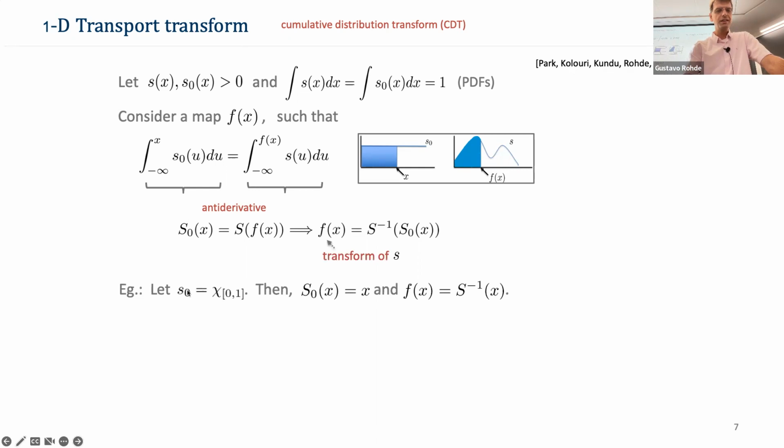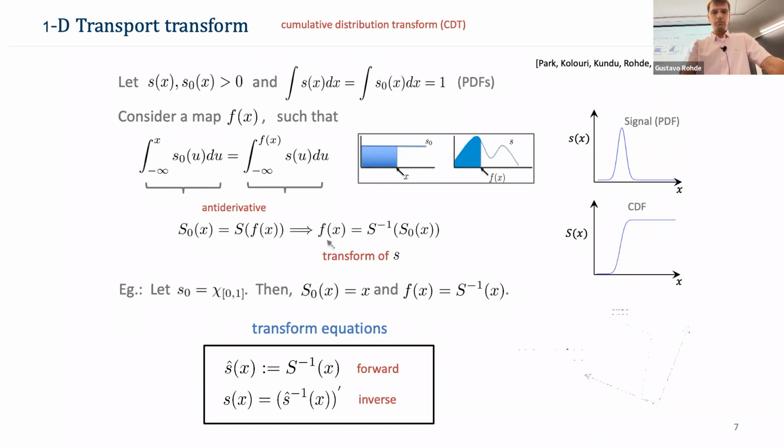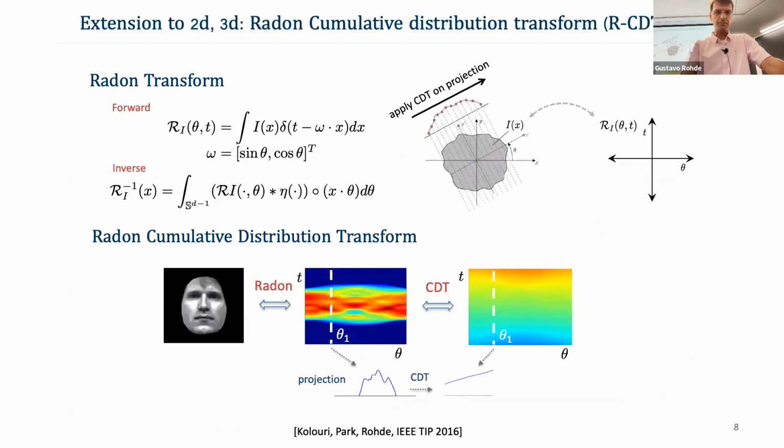Simple example, if you say your reference is just a uniform probability function, let's say your chi function between 0 and 1, your integral in that domain is simply x, right? And your map is simply the inverse of the cumulative function of your signal, right? Very, very basic things. So now you have forward equations and inverse equations, just like you would have in a wavelet transform and the Fourier transform, and so on, right? So summary of the story for us engineers, we like pictures. Here's your signal. Here's the accumulation. Flip the axis, right? That's basically what we're talking about here.